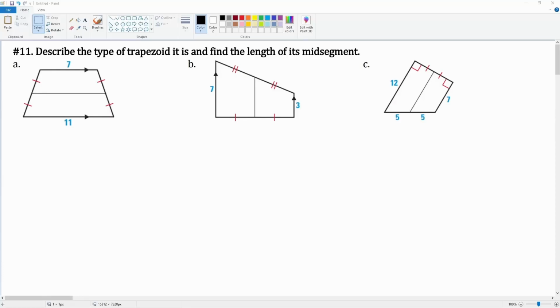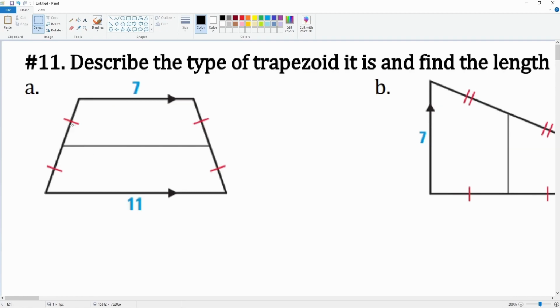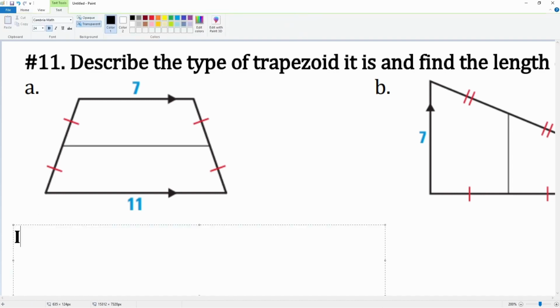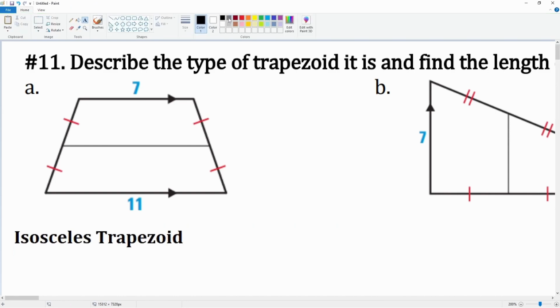Number 11 here, you're going to describe what type of trapezoid this is, and then you are going to find the length of the mid-segment. Right, so here we have A. Take a look, the left-hand side is congruent to the right-hand side. When that is the case, this is going to be considered an isosceles trapezoid, because again, the legs here are congruent. Trapezoid.